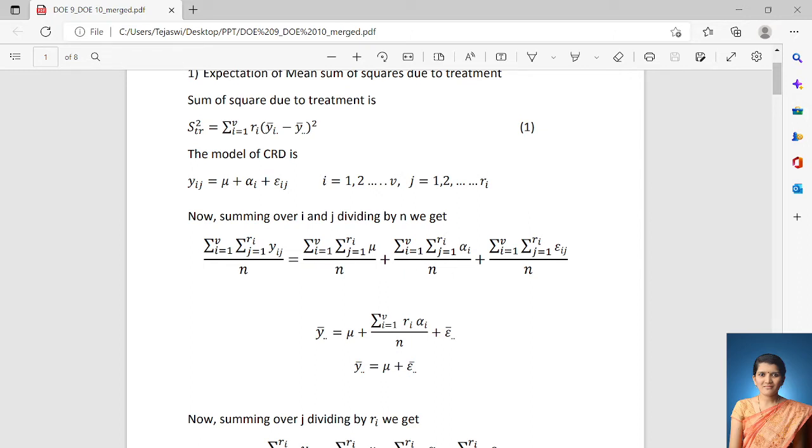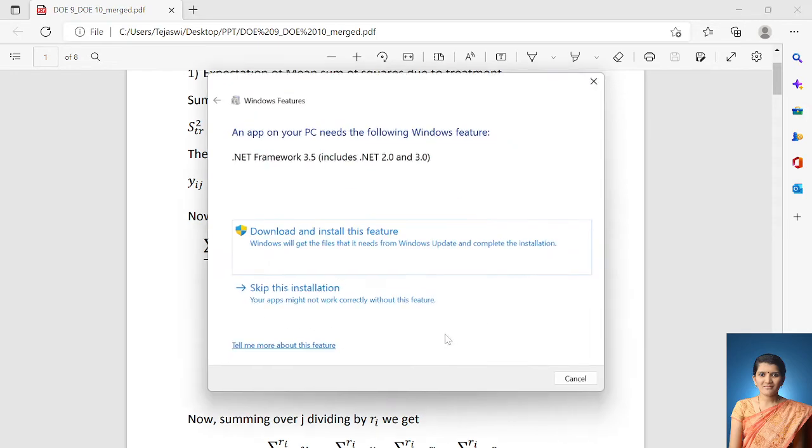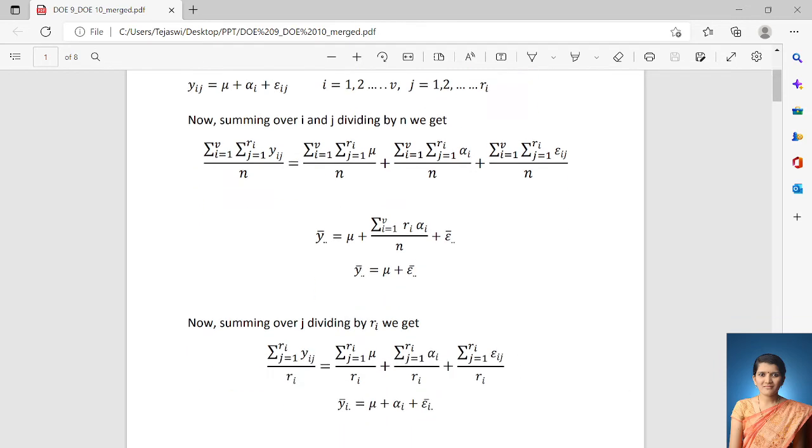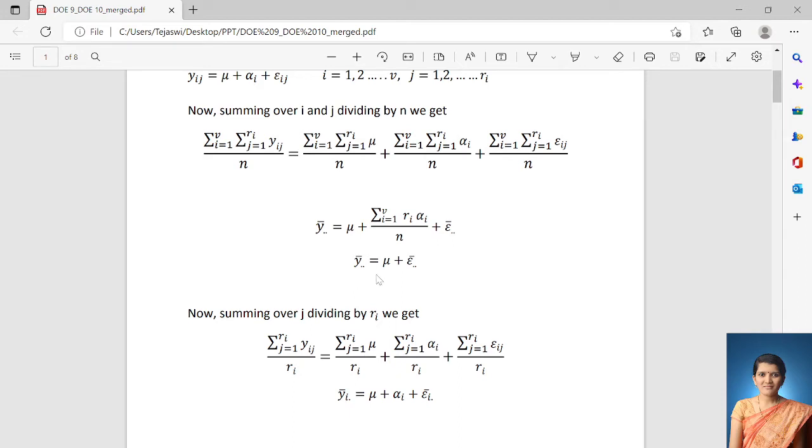Here the next term is based on i, so the summation over j is converted into r_i. So this term is summation over i of r_i alpha_i divided by n, and similarly the last term is epsilon double dot bar. In the second term the numerator is 0. So this equation is converted into y double dot bar equals mu plus epsilon double dot bar, because the alpha term gets converted into 0.